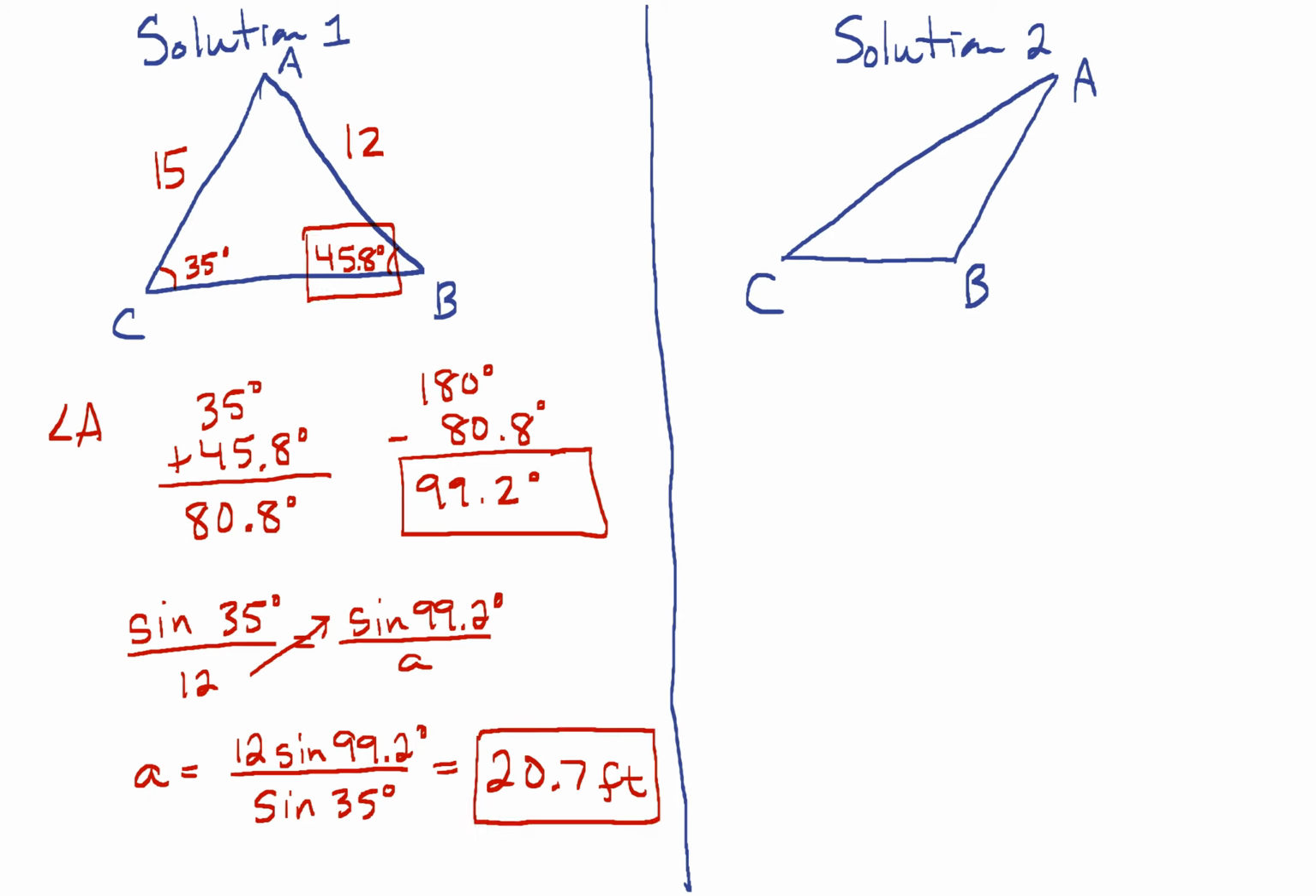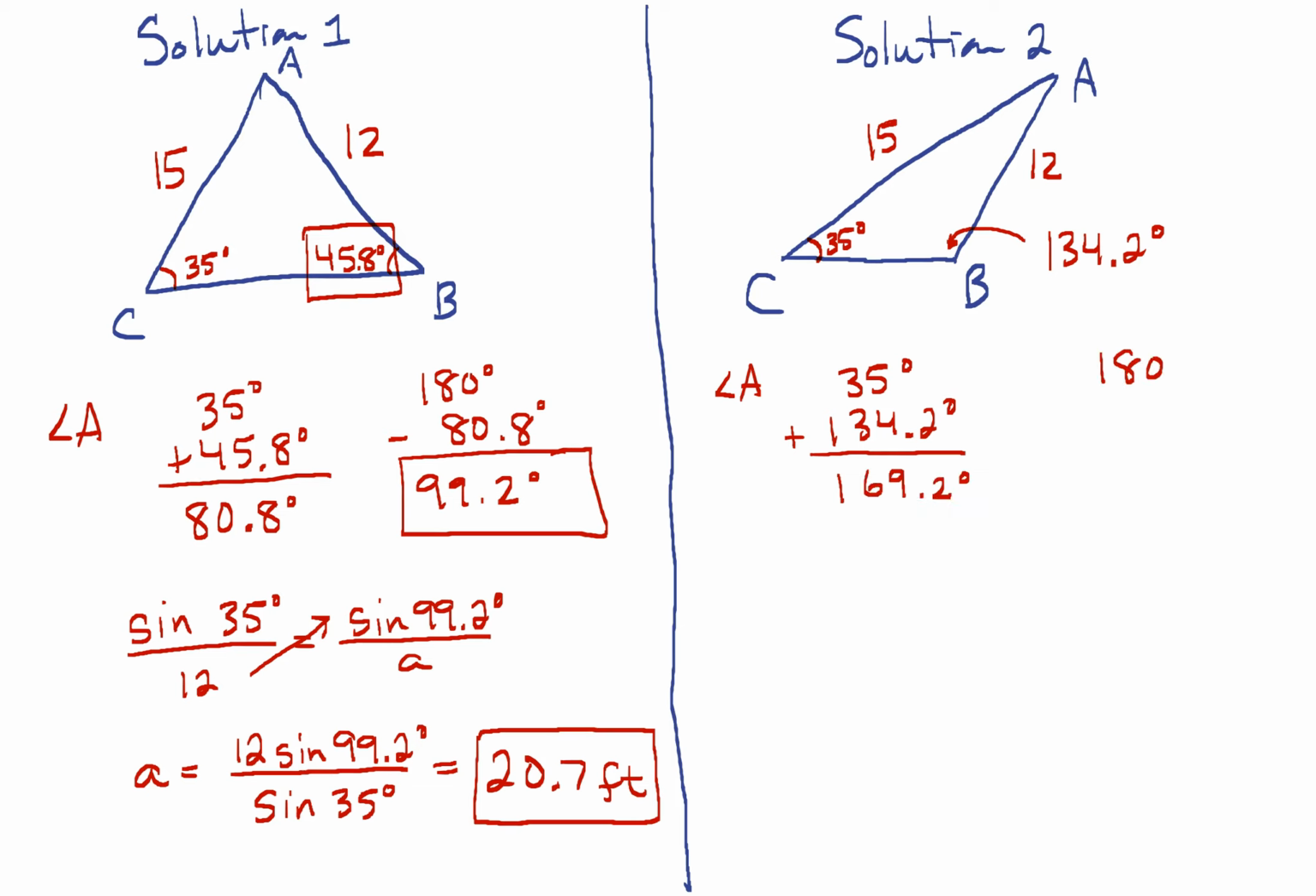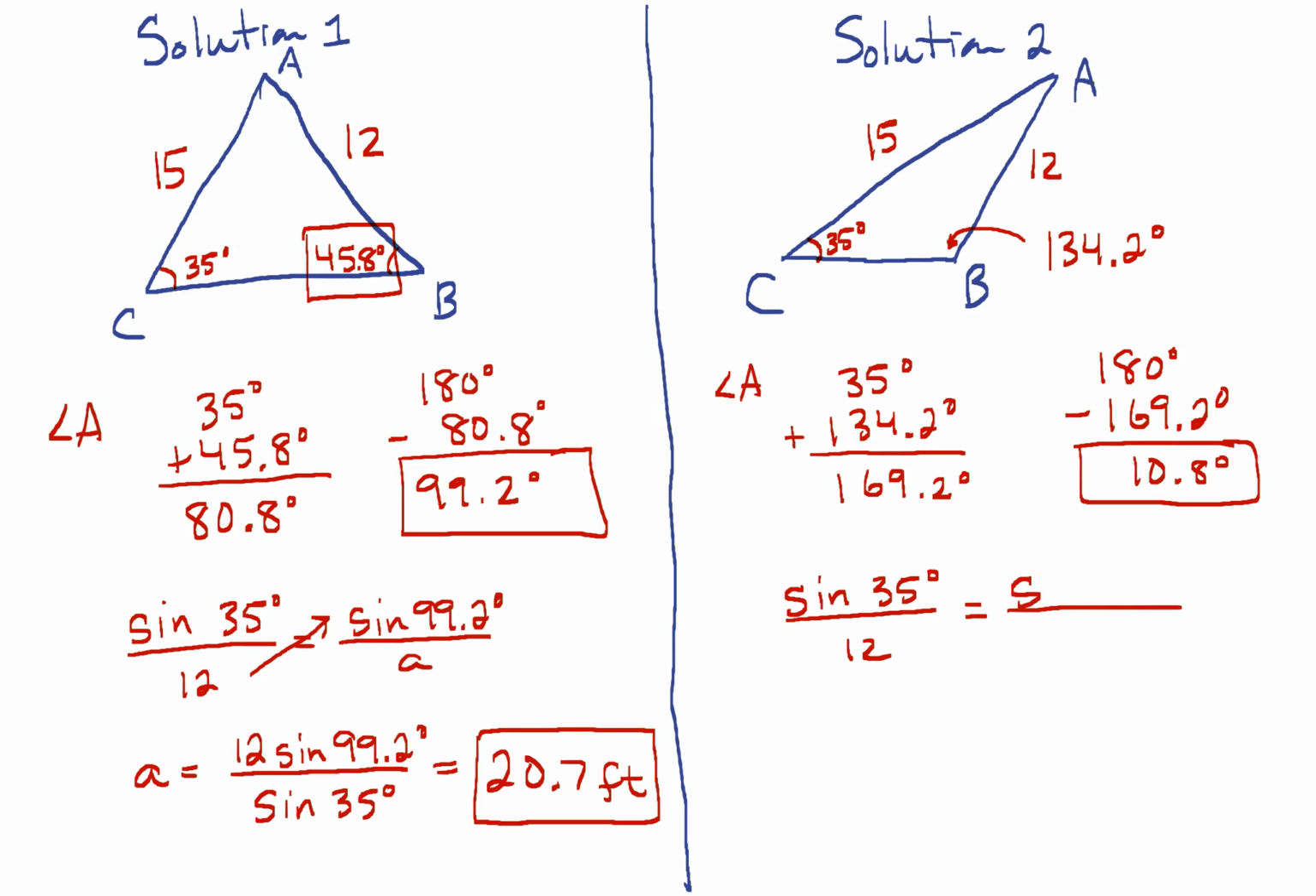Now let's jump to the other side here. 35 degrees. This was 134.2 from the previous slide. 15 and 12. And so now we're going to add up the two angles that we know within the interior of our triangle. Subtract that from 180 to give us the corresponding A value. And as we do that, we get ourselves 10.8. All right, we're going to use that. Again, notice it's the same exact process. We're going to use that to know that corresponding little a value.